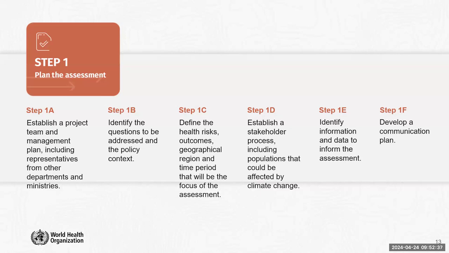sectors. In the second step, we need to identify the questions that we want to answer and what is the policy context in which we're working. In the next one, we start defining the health risks, the outcomes we want to consider, the geographical region we want to focus on, the time period, etc. Then in step D is when we establish the process for the stakeholders.